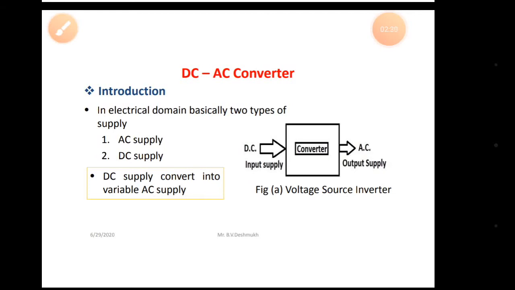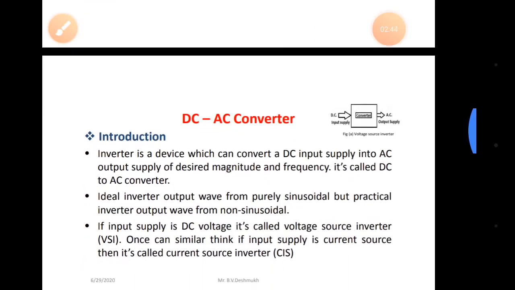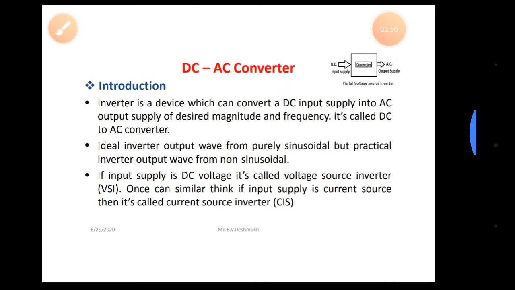When DC supply is converted into variable AC supply, such a device or equipment is called an inverter, and such a converter is called a DC to AC converter. An inverter is a device which can convert a DC input supply into an AC output supply of desired magnitude and frequency. It's called a DC to AC converter, or we can say inverter.